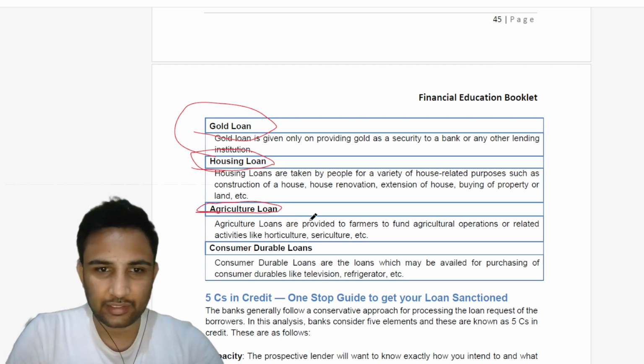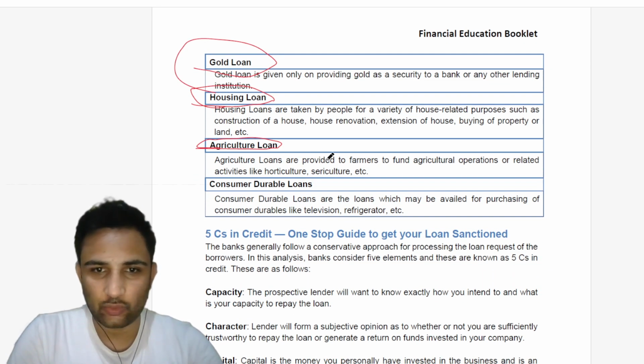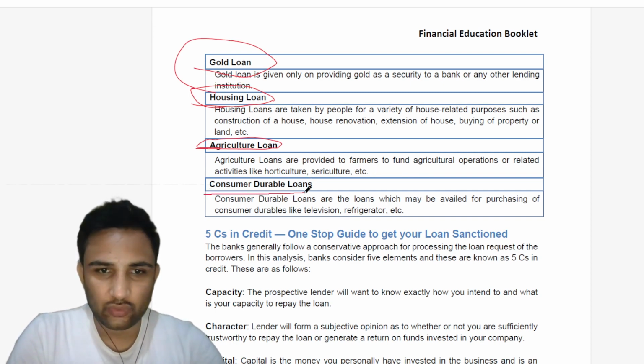Agriculture loan. Agriculture loans are provided to farmers to fund agricultural operations or related activities like horticulture, sericulture, etc. Consumer durable loans. Consumer durable loans are the loans which may be availed for purchasing of consumer durables like television, refrigerator, etc.